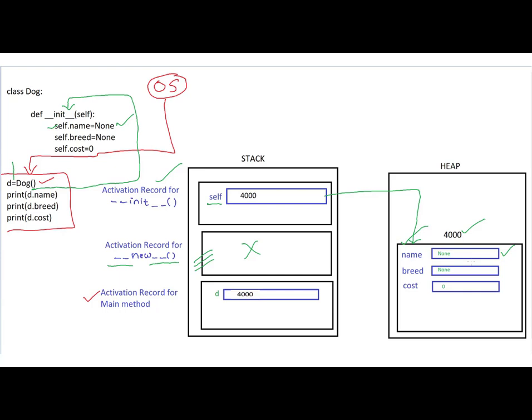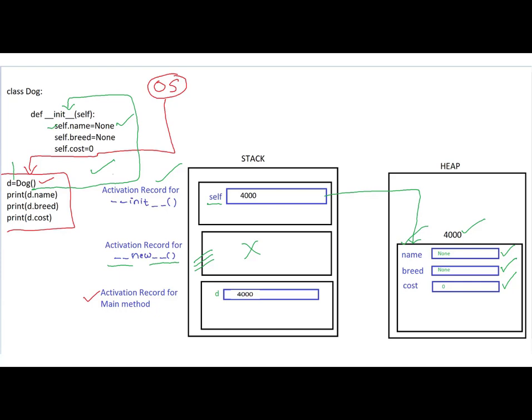Like the next line, self.breed. It comes to self, which means 4000, and enters the 4000 memory block, and the same process happens. It writes breed, allocates memory, and gives it the value None. The same thing happens to cost also. Now all lines of execution from this init are done. So control moves to the same location.